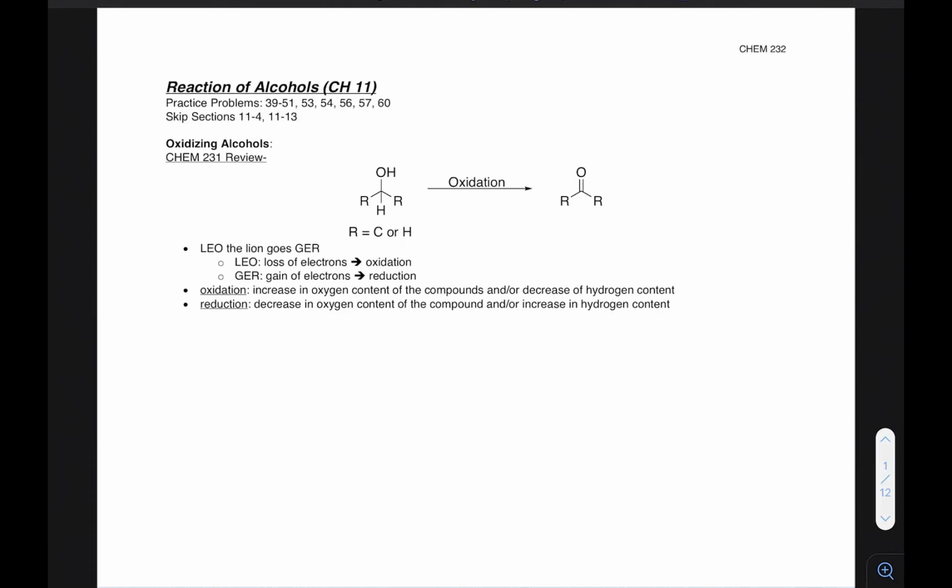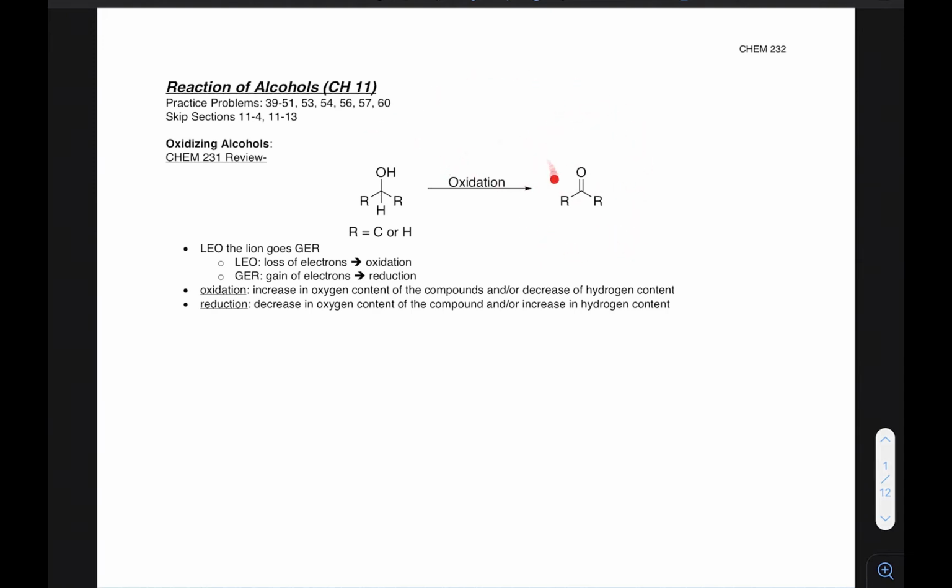So we're going to start off chapter 11 here by looking at reactions of alcohols. In chapter 10, we've seen reactions to make alcohols. Now we're going to show reactions on what we can do with them. Before, we've been seeing reactions where we can start from a carbonyl and get to an alcohol, but now we can go the other way.